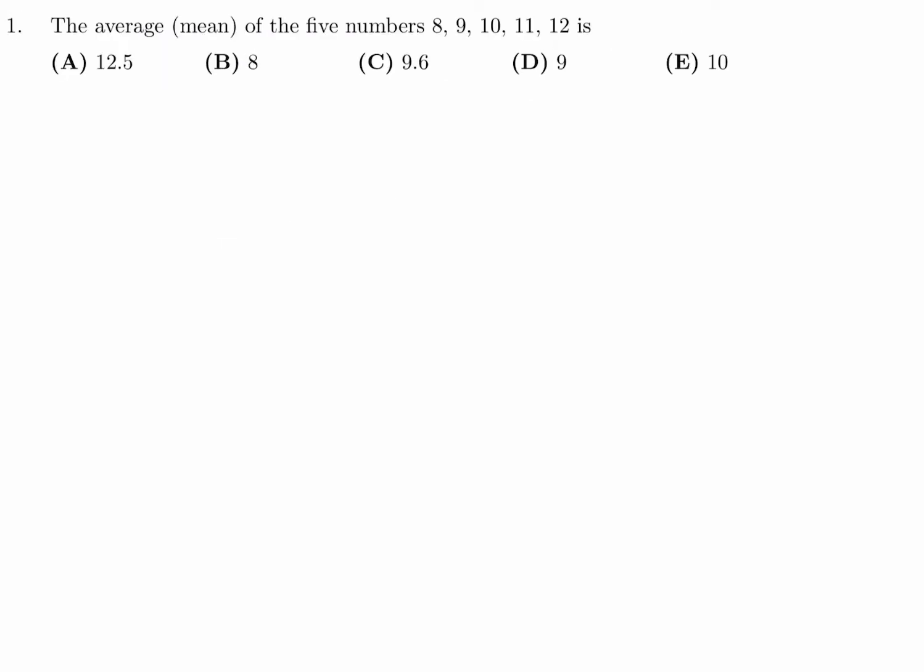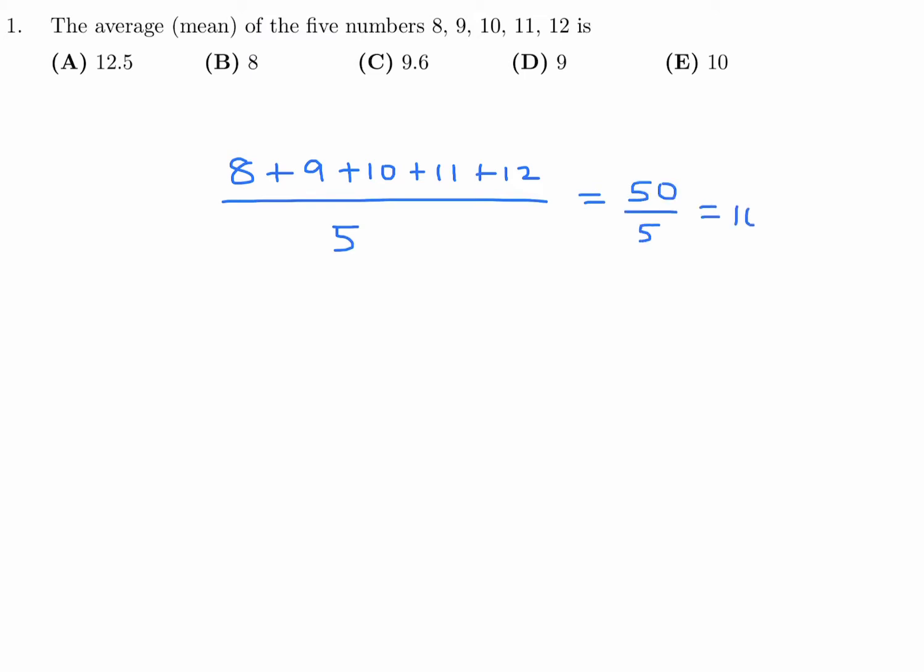The average of 5 numbers, 8, 9, 10, 11, 12 is. Well, you add them, and then you would divide by the number of numbers, which is 5. So the numerator here is 50 divided by 5, and that is, of course, 10. So number 1, the answer is E.